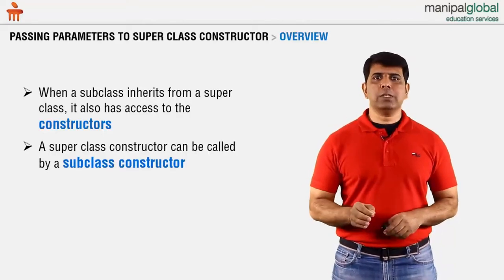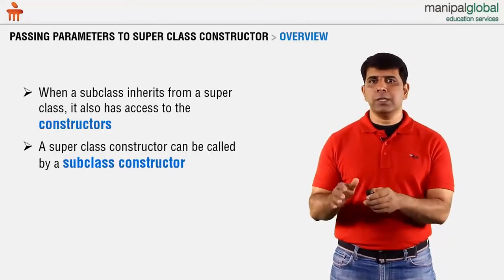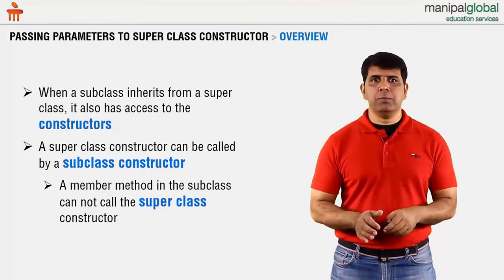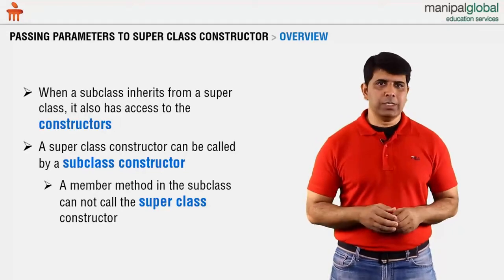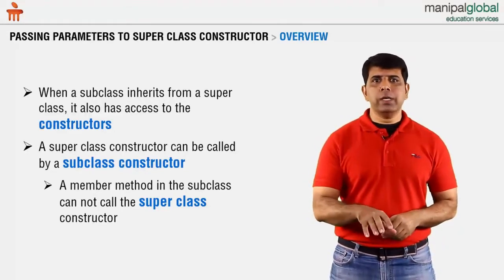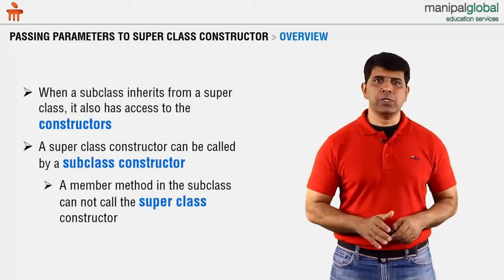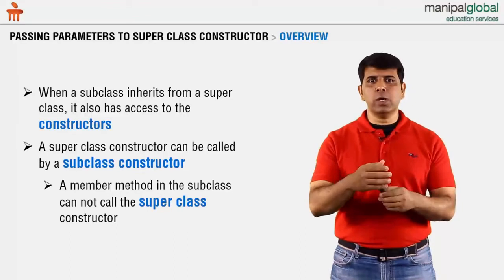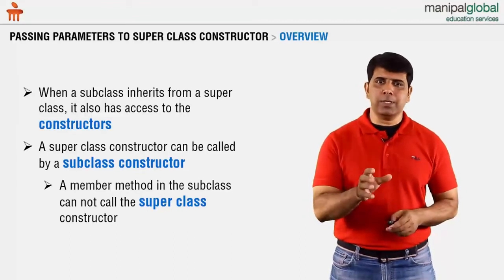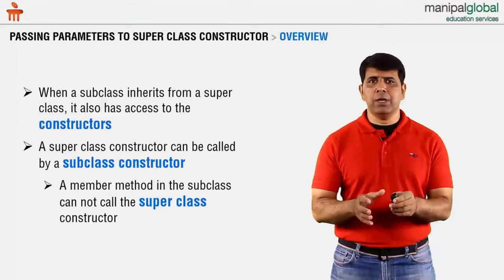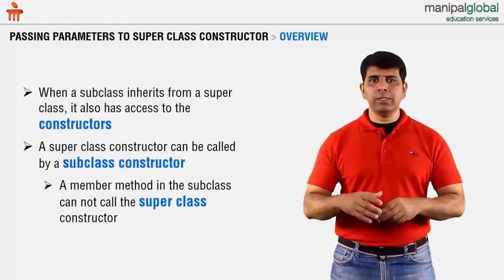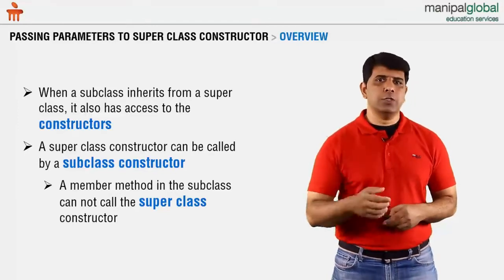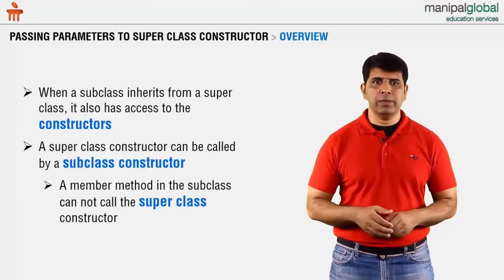A superclass constructor can be called by a subclass constructor only. A member method in the subclass cannot call the superclass constructor. So a constructor is run only during object creation, only one time. Of course, one constructor can call another constructor and so on. So the entire object gets constructed with the combined effort of all the other constructors. Once an object is constructed, if you try to call a function, that cannot call the superclass constructor. You can't do that at all.